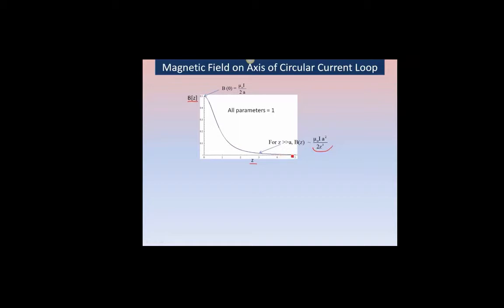As a function of z, you can see here this is the value of a. This is a equals 1. So that's how much field you have if you're 1 radius of the circle away from the center, and so on. This curve here is very important in terms of some applications.